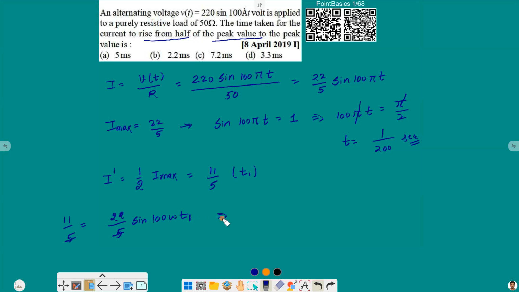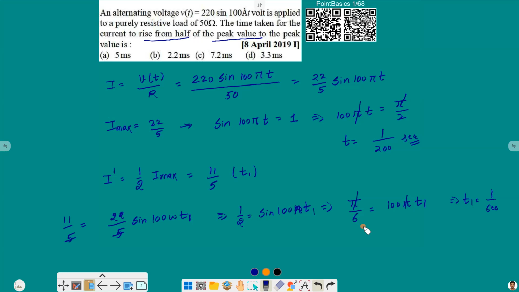So half is equal to sine of 100 pi t1. Now we know that sine is half at 30 degree or pi by 6 radian. So pi by 6 is equal to 100 pi t1, and again pi gets cancelled, and from this t1 is equal to 1 by 600.